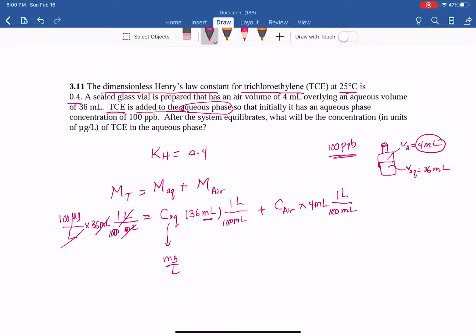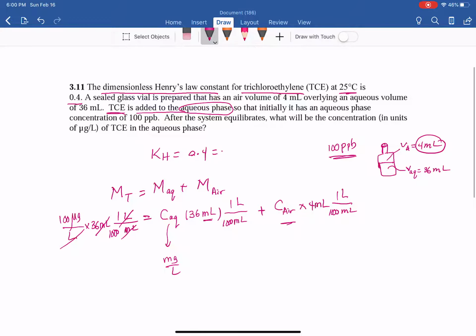Now we have to convert this to C aqueous. Okay, remember the KH is 0.4, and this is dimensionless. You don't have to transfer this. You do not have to divide this by R and temperature because it's already dimensionless. So this is equal to what? C air over C aqueous. Okay, so this should be done like this, that the C air is equal to 0.4 C aqueous.